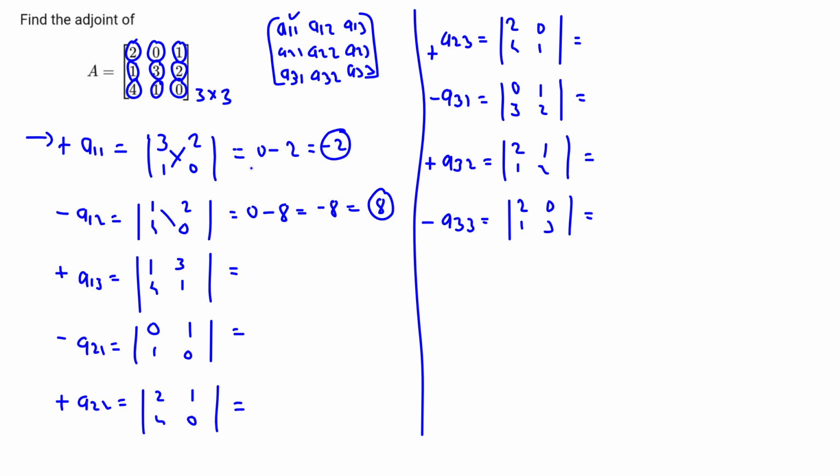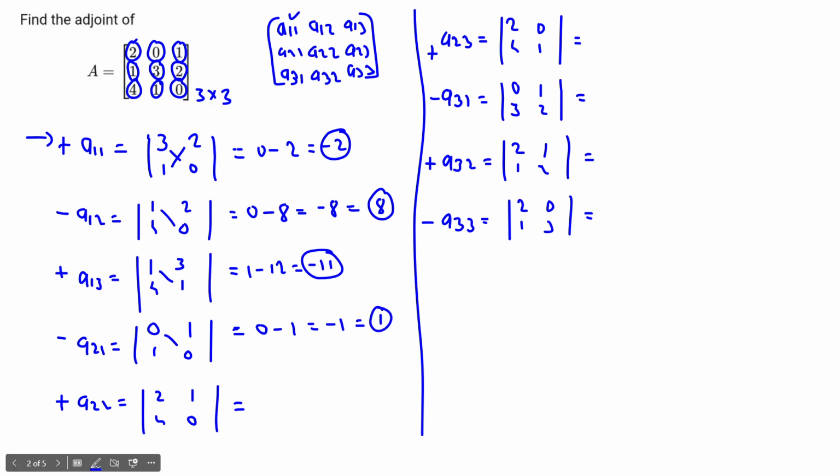I am writing the final answers so that we understand what the exact answer is. Now again 1 into 1 is 1, minus 3 times 4 is 12, so you will get minus 11, and if you multiply minus 11 by the plus sign, the answer does not change, it stays minus 11. Next 0 into 0 is 0, minus 1 into 1 is 1, so you will get minus 1, and if I multiply by the minus sign, we get plus 1.